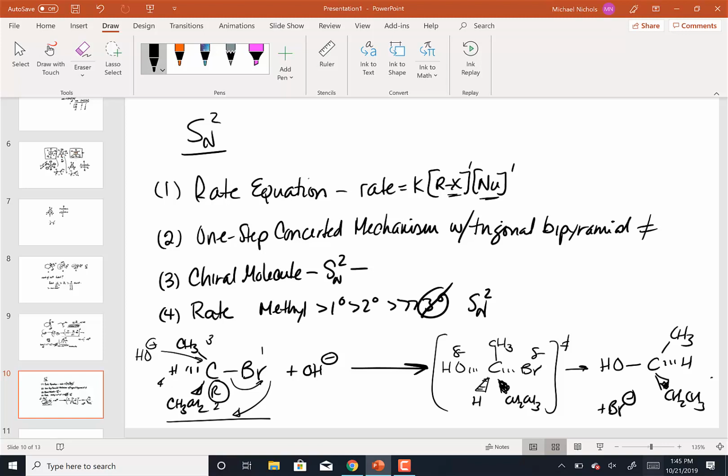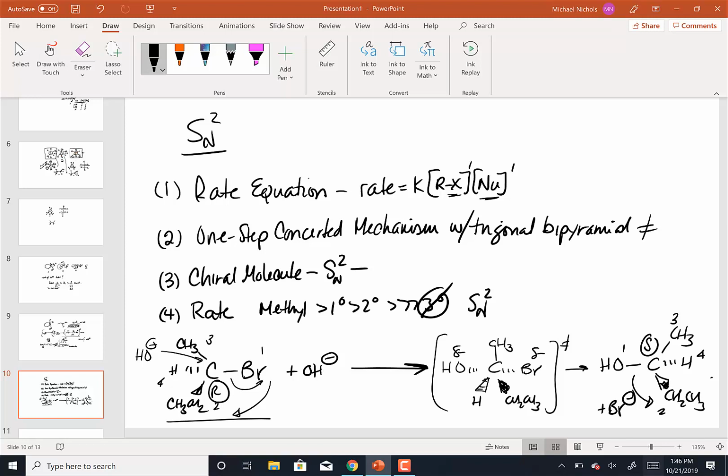How about the final product? What's the number 1 group? Hydroxide. Number 4, hydrogen. Number 2, ethyl. Number 3, methyl. Is 4 pointing away from me? Yes. Going from 1 to 2 to 3 is now what? Counterclockwise, and so it's S.